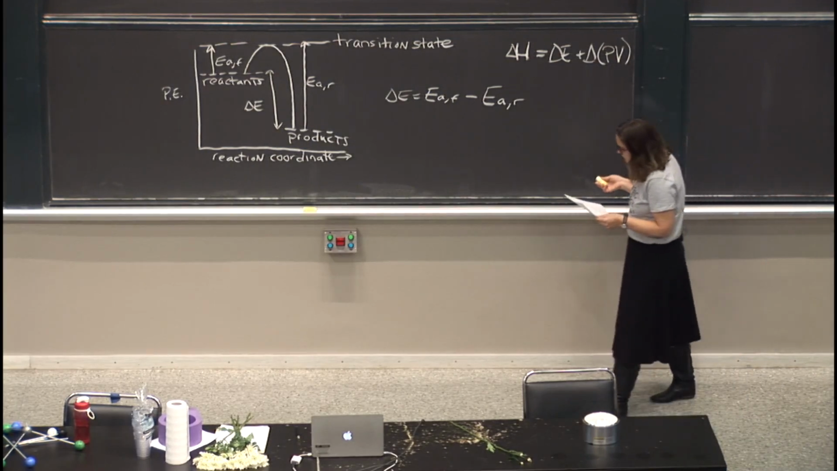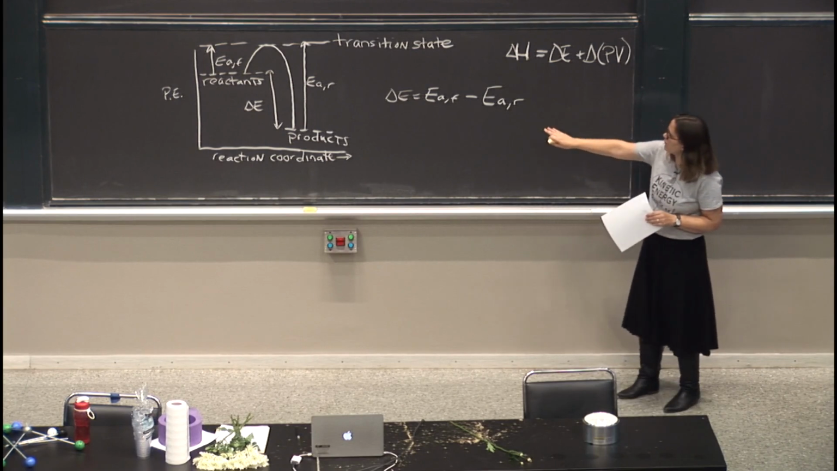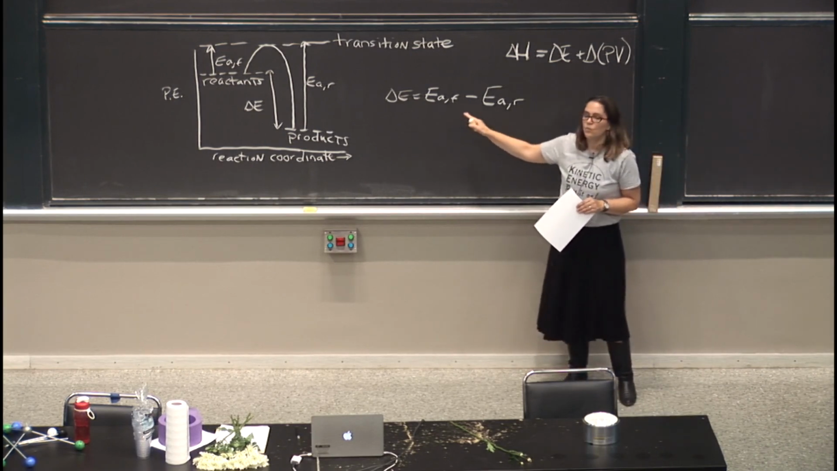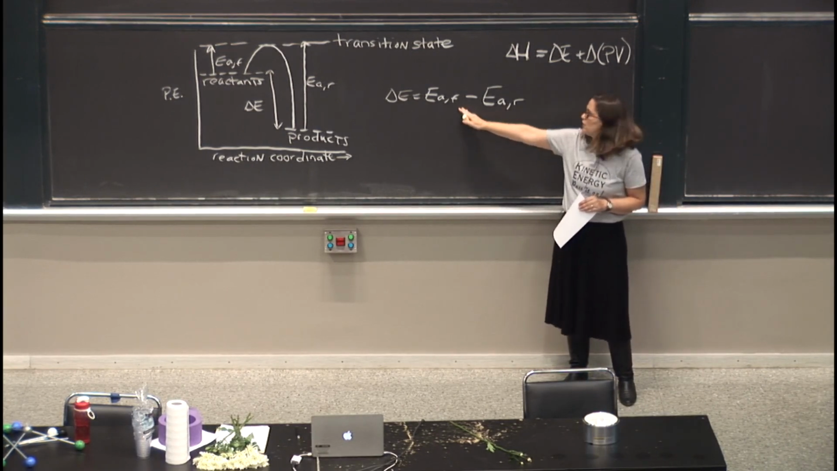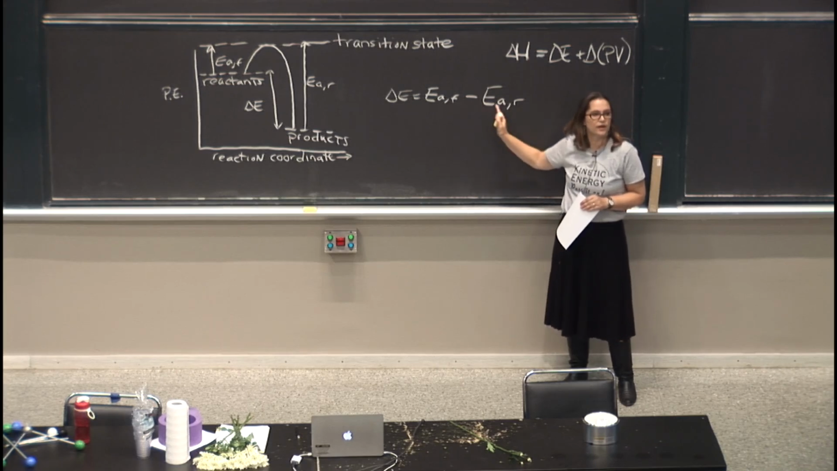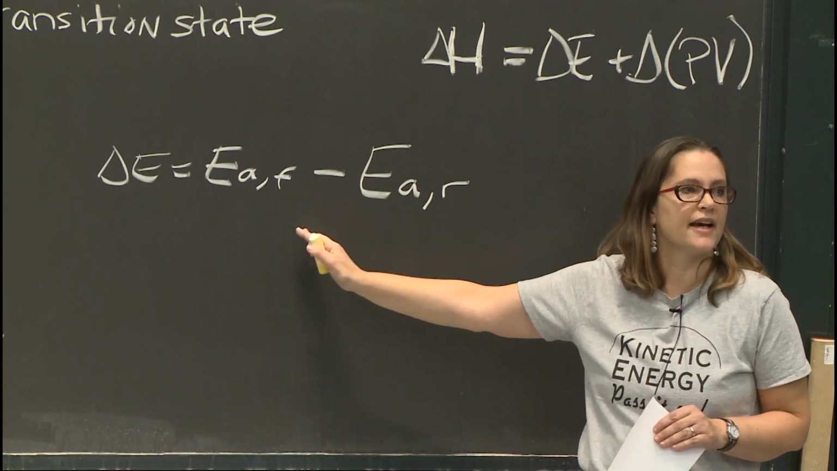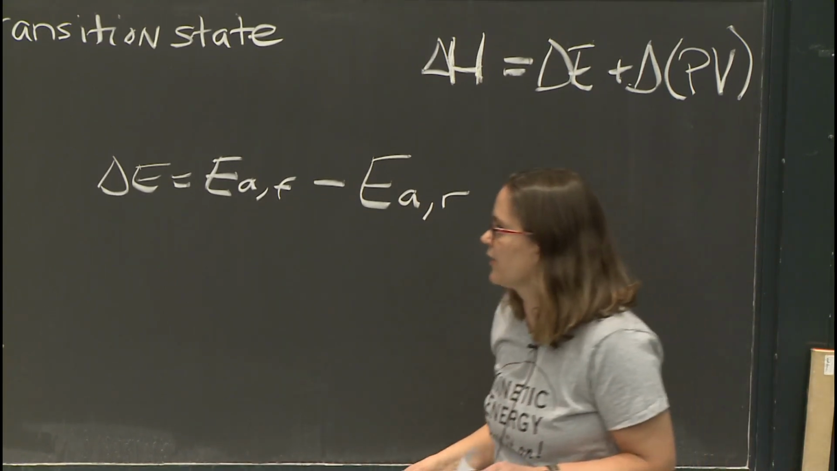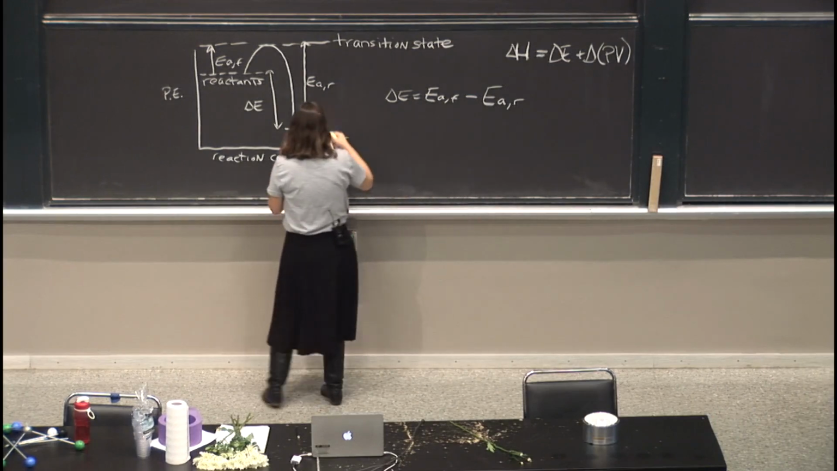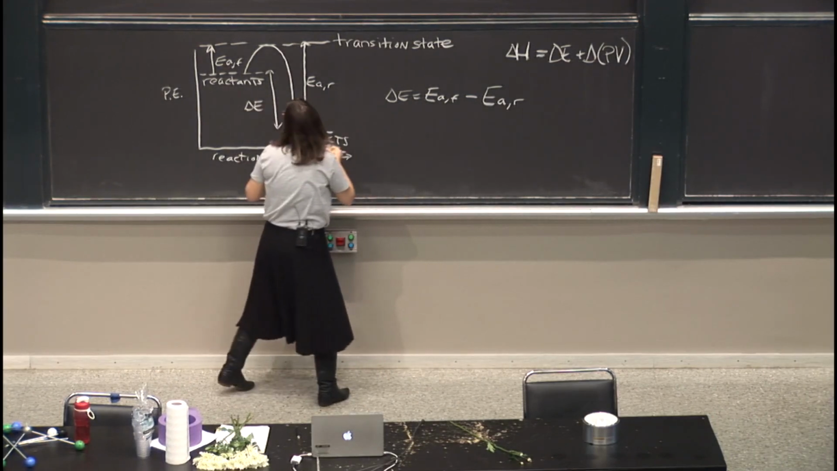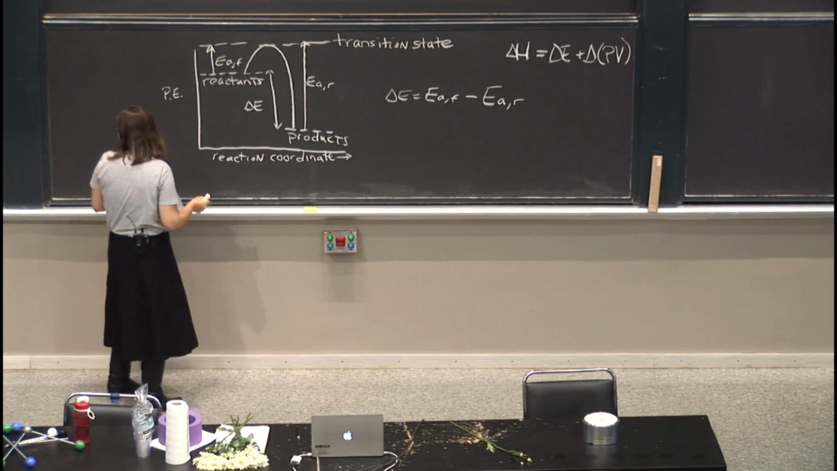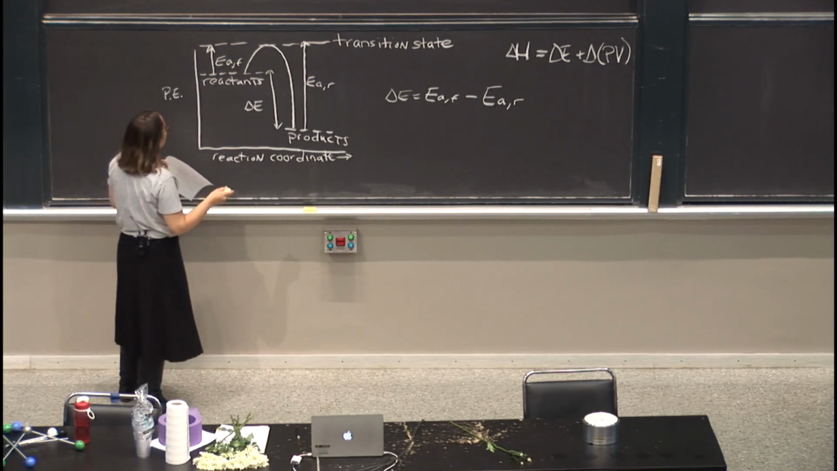All right, so now for this, if you know the activation energy in the forward and the reverse, you can calculate delta E. If you know delta E and one of the activation energies, you can calculate the other. So I'll tell you what these values are for this particular reaction. I was going to bring colored chalk, and somehow that didn't happen.